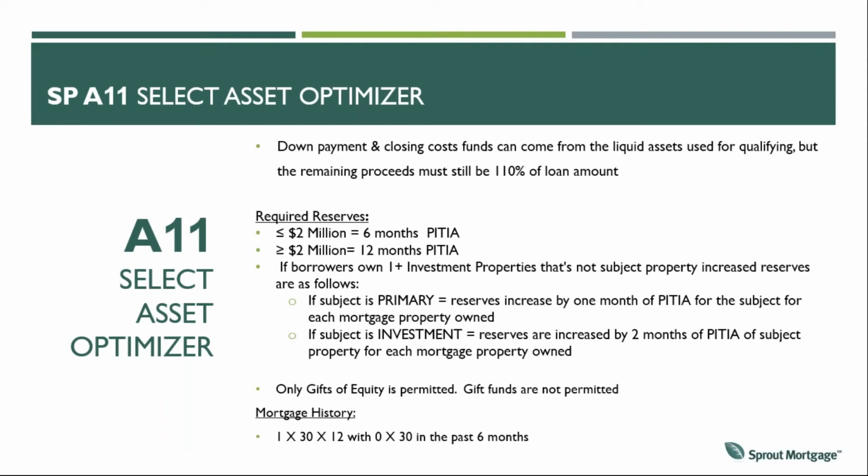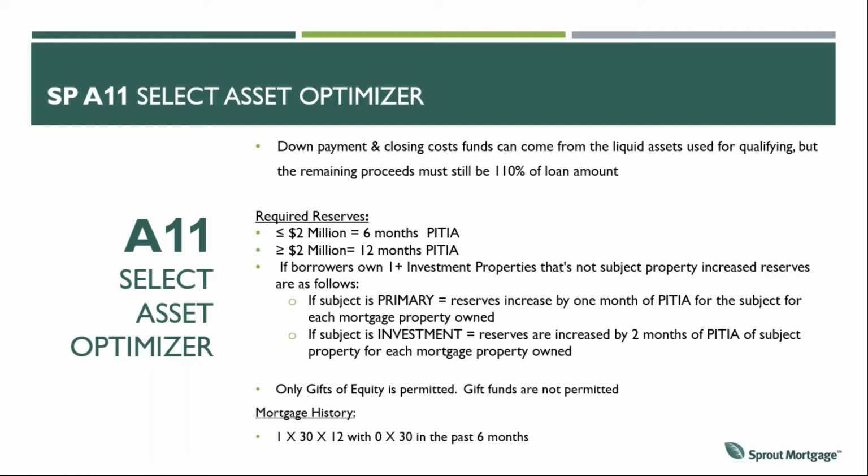Down payment and closing costs: funds can come from liquid assets used for qualifying. However, the amount used as qualifying income must be deducted, and the remaining funds in the asset account must meet the net assets test. So we can use down payment and closing costs from those accounts, but we have to deduct that from our asset account, and what's remaining has to meet that 110%.